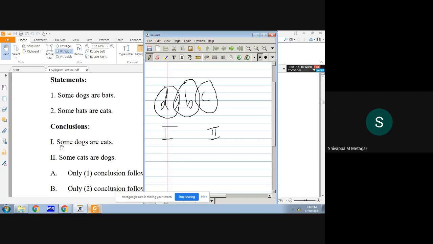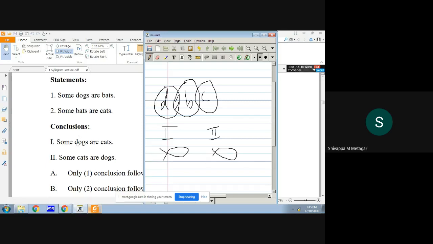Okay, first conclusion, some dogs are cats. Dog part is there, cat part is here. Now, what have they given? Some dogs are cats. Whether it is applicable or not. Some cats are dogs. No, again it is there, cat part is here. No, it is not possible to answer the given question. Second one, some cats are dogs. Entirely opposite of that they have given. No, this is also not possible.